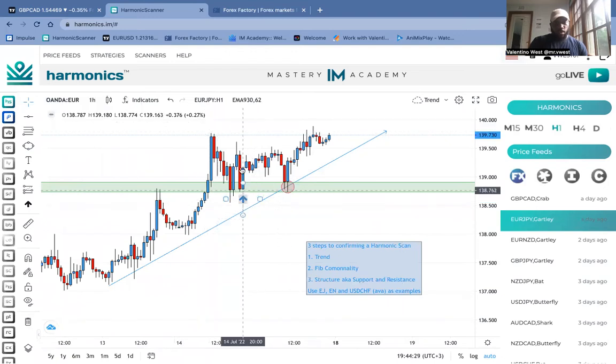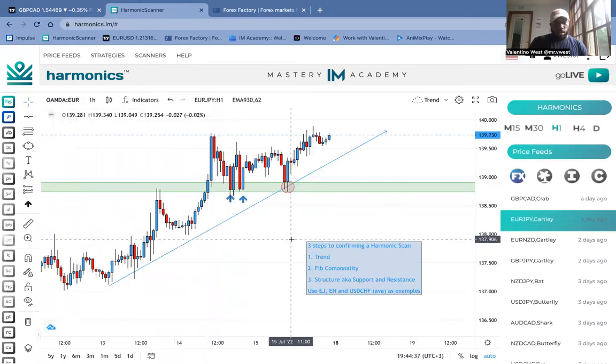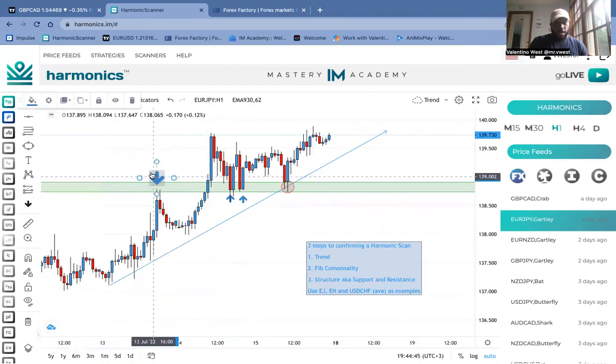This is a level of support. The market came down here and it bounced up. Again, support. The market came down and it bounced up, came down and it bounced up. Okay, what about here? Definitely right here. This is resistance because the market came up here and it bounced down here.